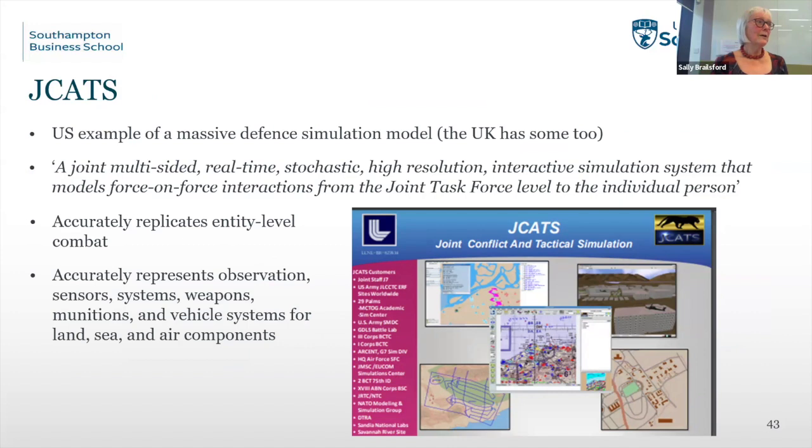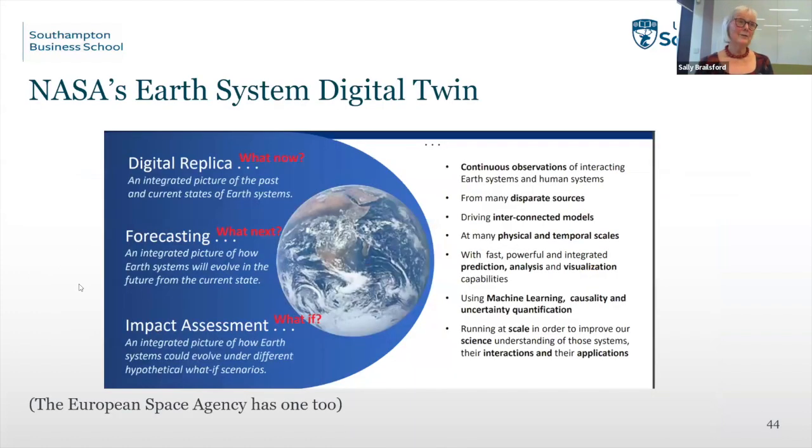So people in defense will know that there are loads of these very large models for wargaming, basically, or training. This one comes from the States, called JCATS, but we do have them in the UK as well. Incredibly detailed, enormous models. This one goes right back to the 70s, I think, when it was version 1, but, you know, stupidly big, really. Then we come on to digital twins.